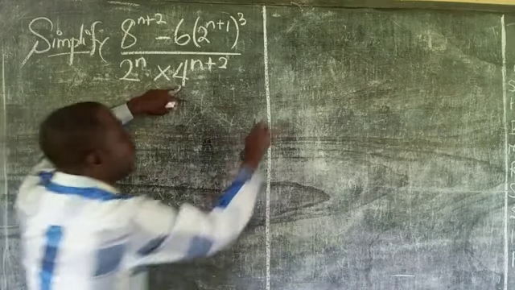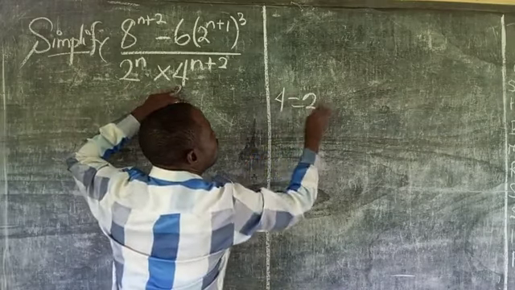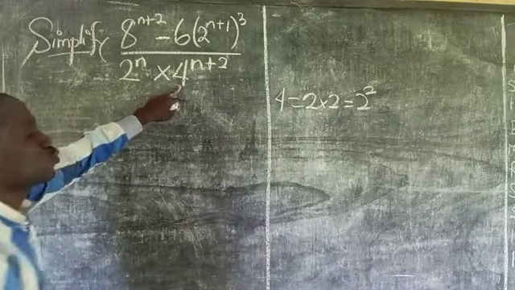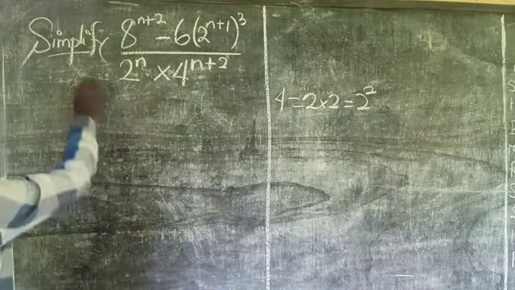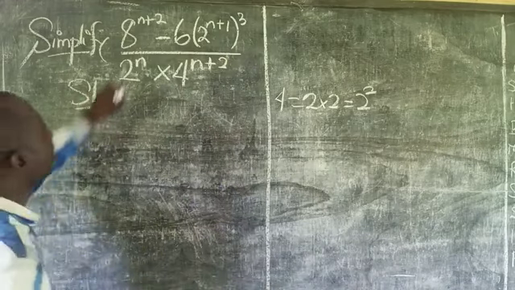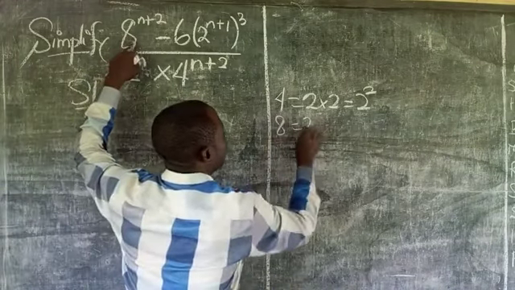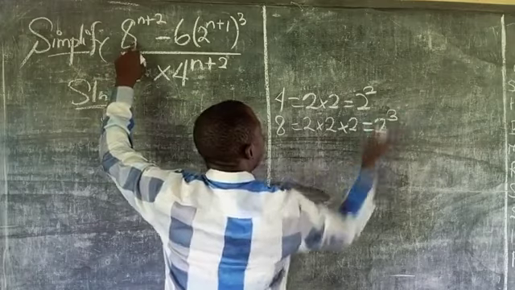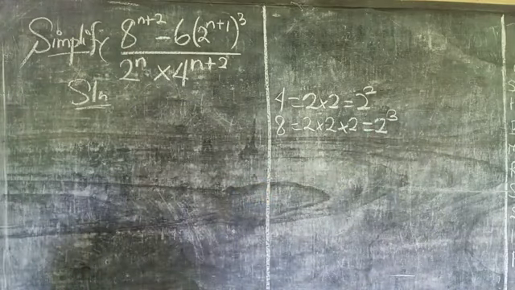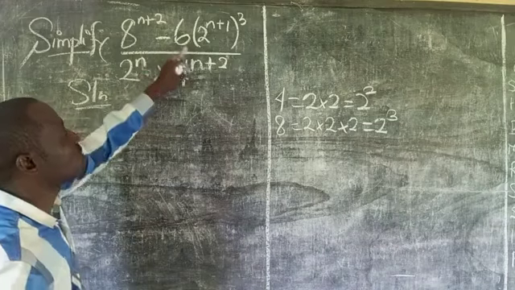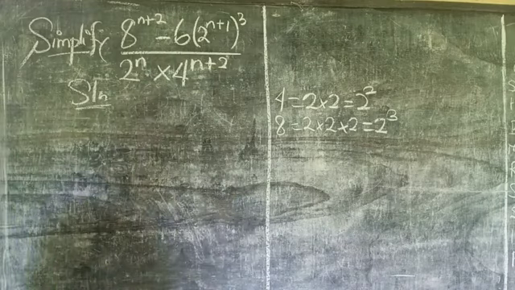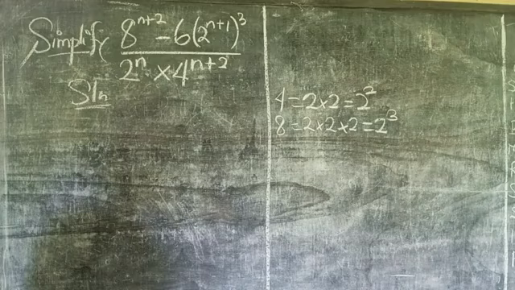So I can write 4. 4 can be 2 times 2, which is 2 raised to power 2. I will replace 4 with 2 raised to power 2. And 8 is 2 times 2 times 2, which is 2 raised to power 3. Unfortunately, I can't do that with 6. We're having 2 here already. So let's put in these figures and see the shape our expression will take, and then we'll take another decision.